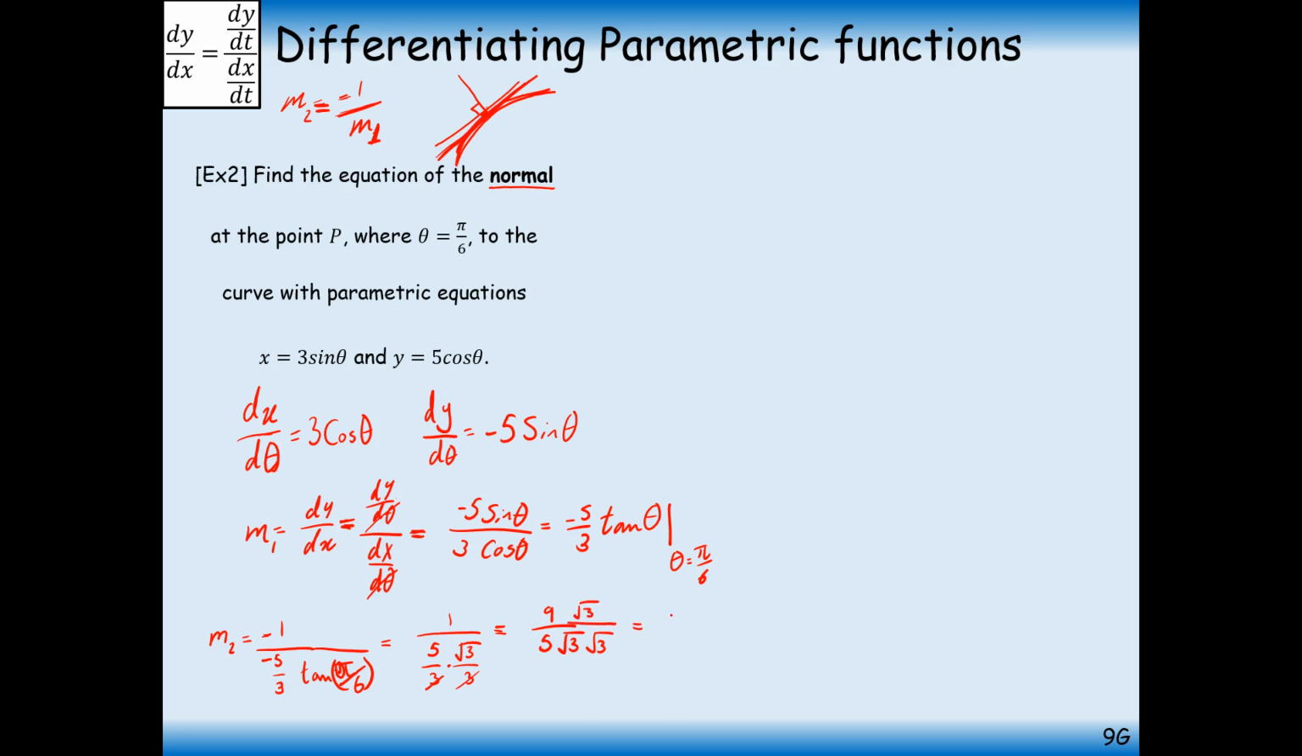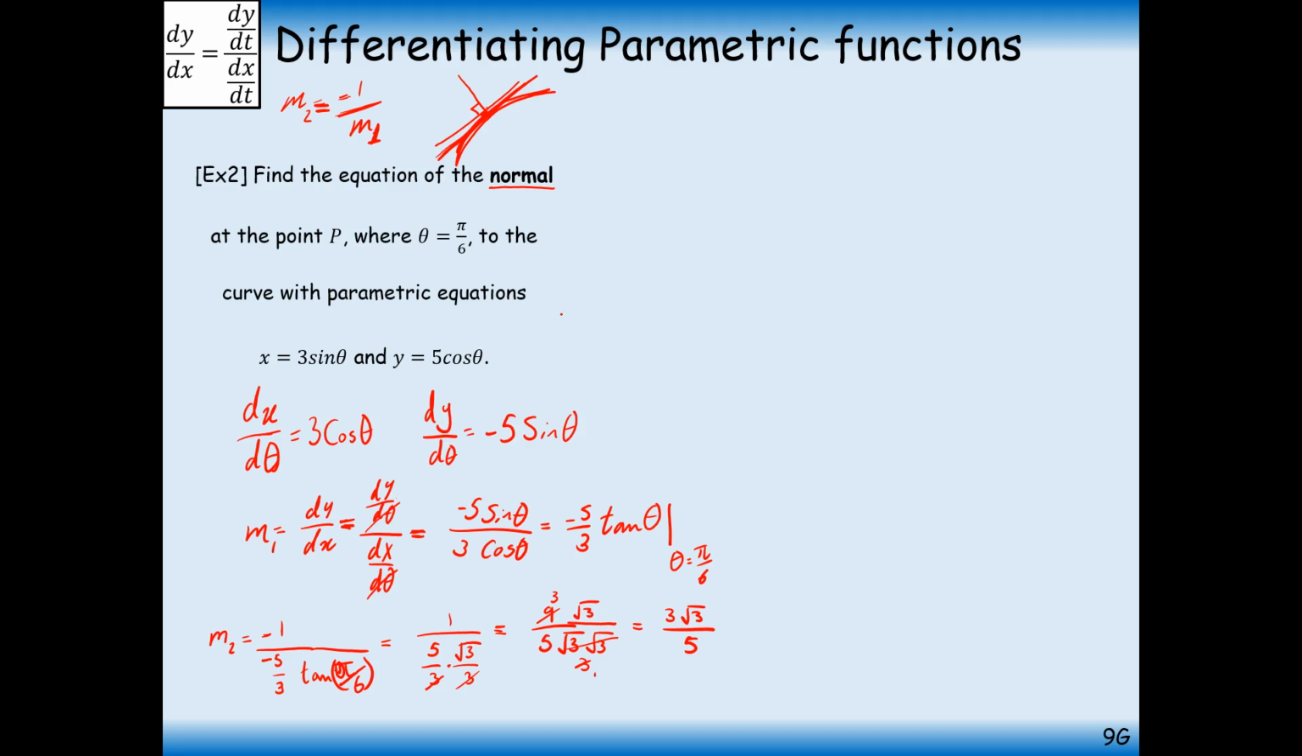So these two threes will give us a 3 here. So 9 will cancel away with a 3. So the rationalized form of that is 3 root 3 over 5. Okay, so the gradient of the normal is this.